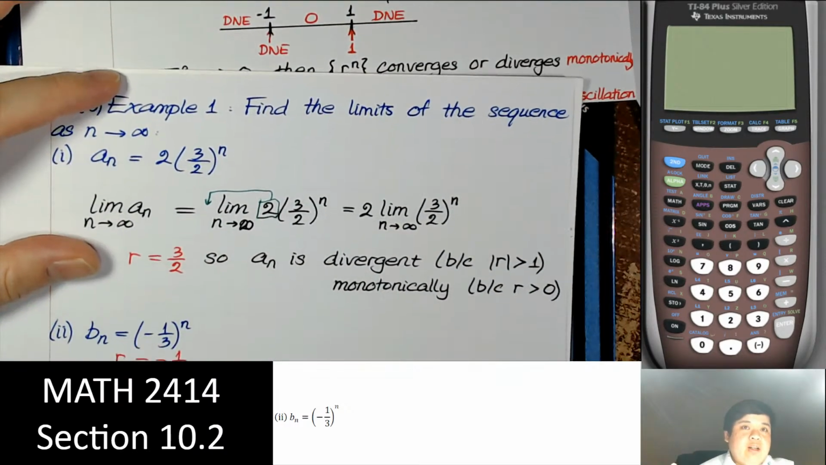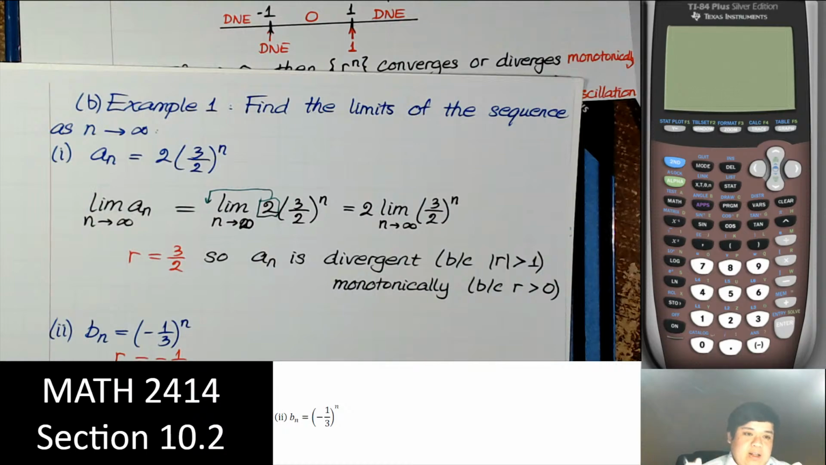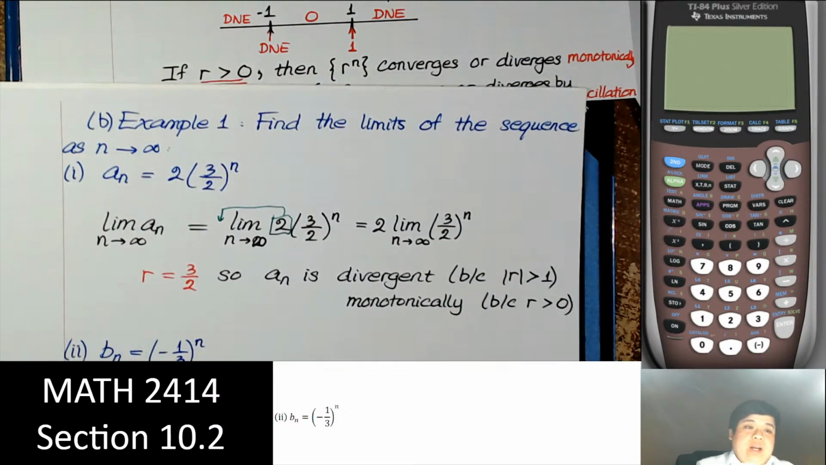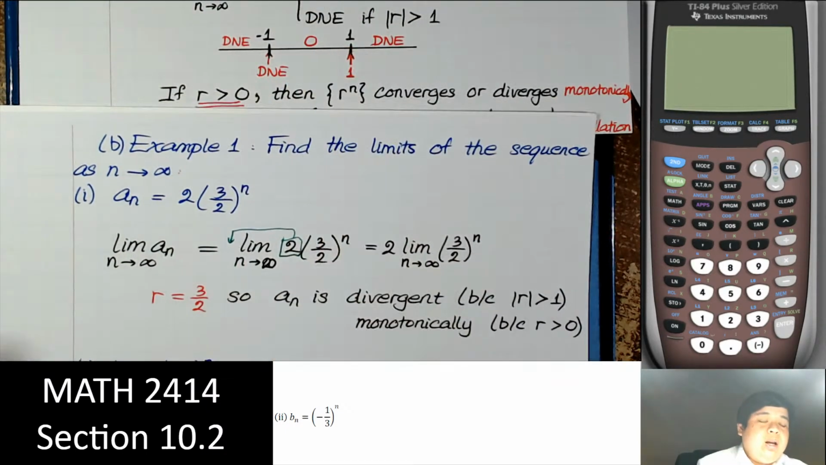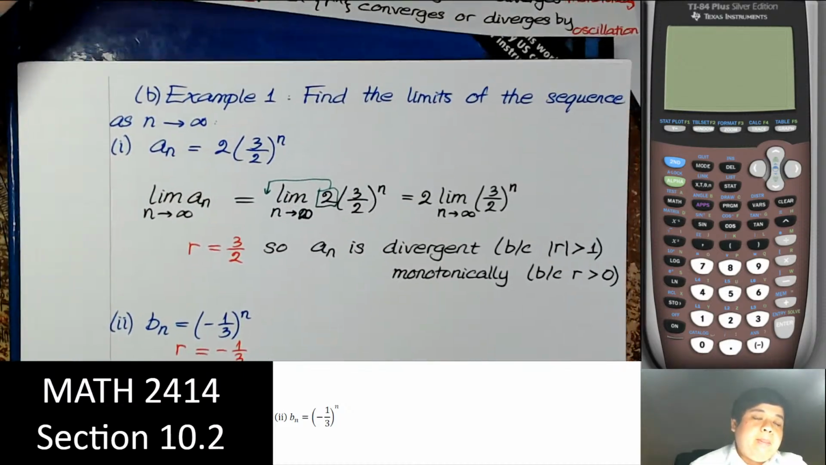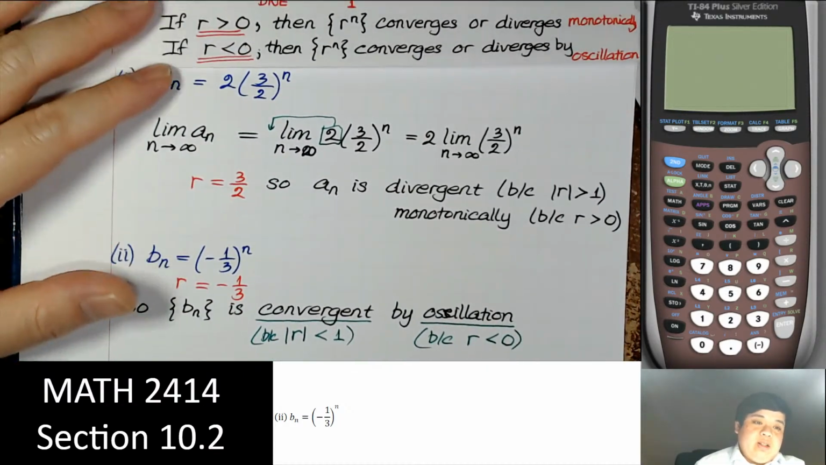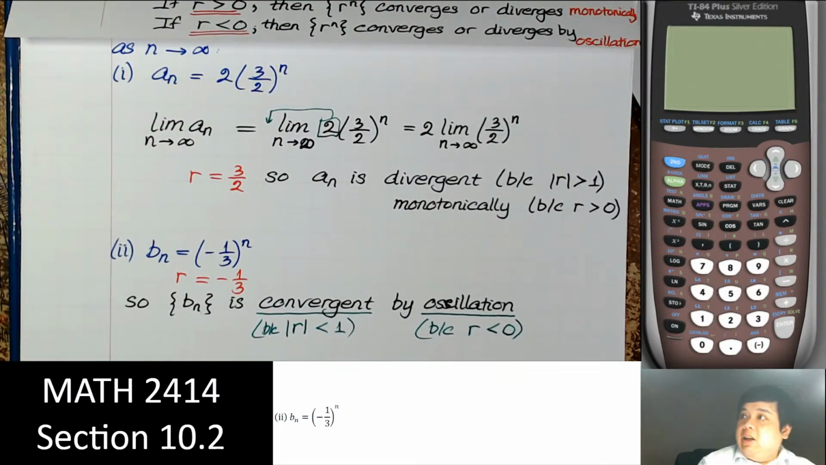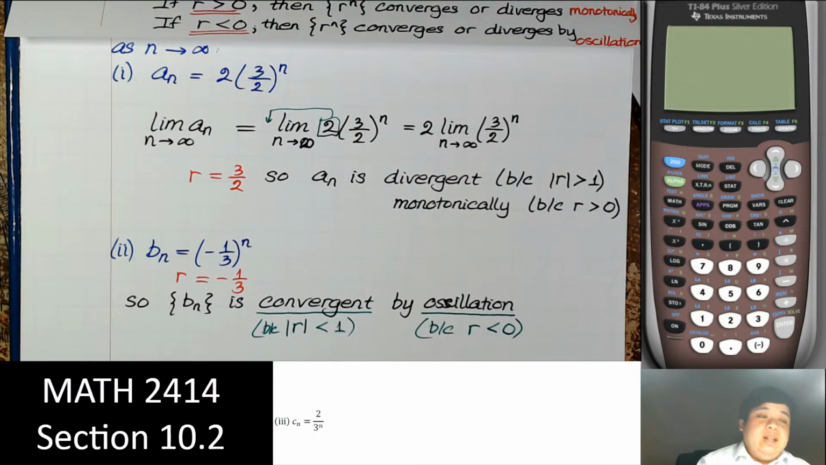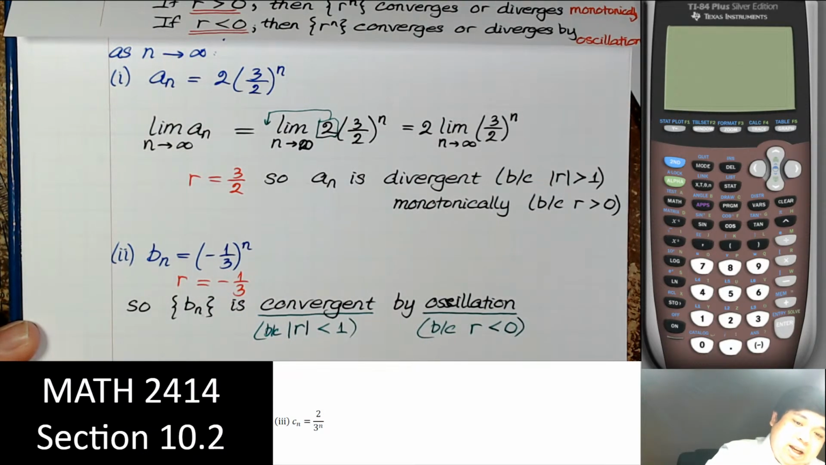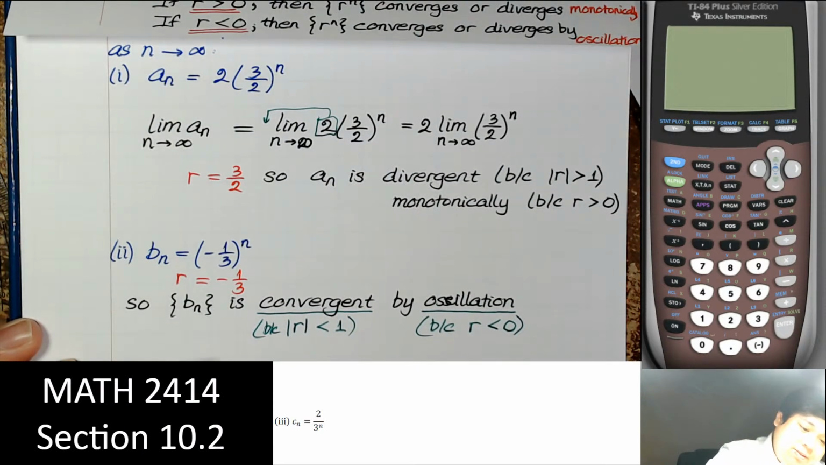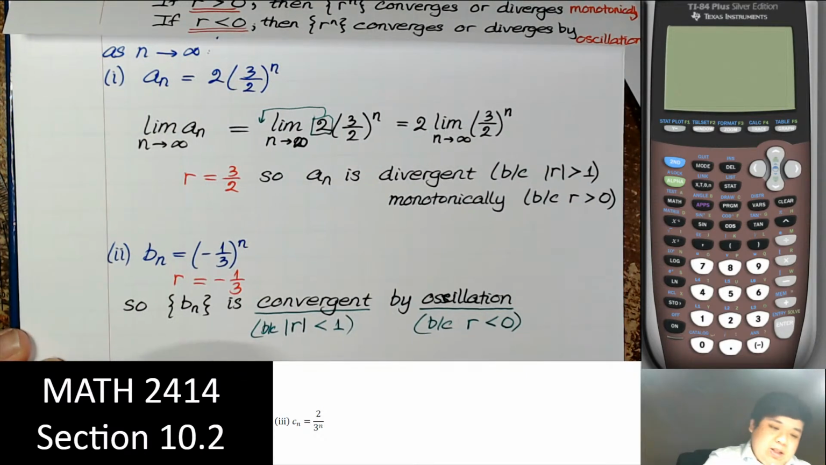Outside, divergent. At r equal to 1, by the way, it is also convergent. At negative 1, divergent. Anything positive is monotonically, and anything negative is oscillation. So that is a geometric sequence.